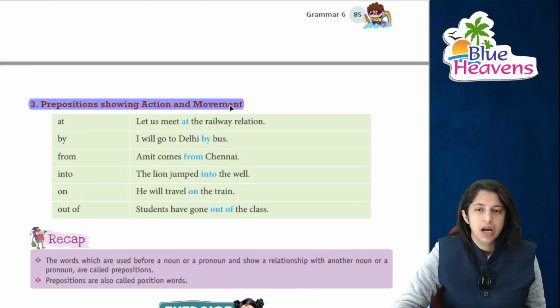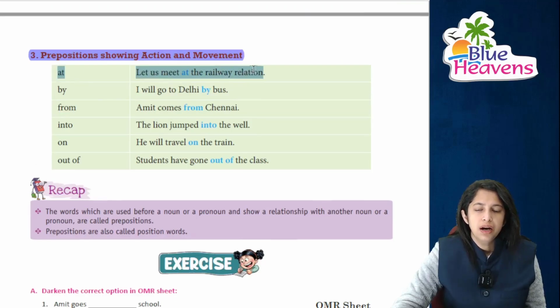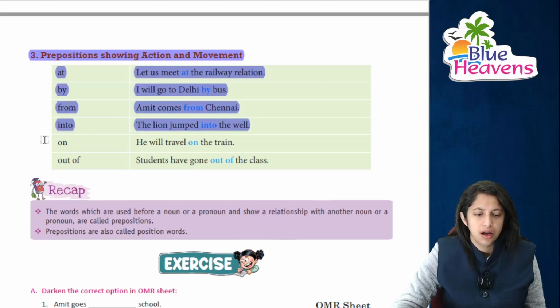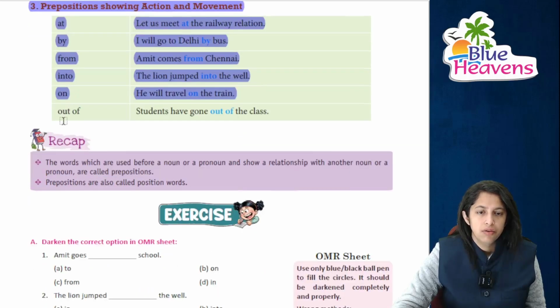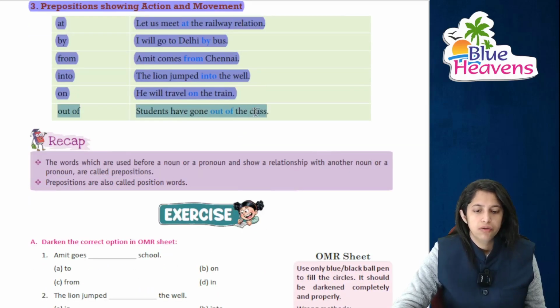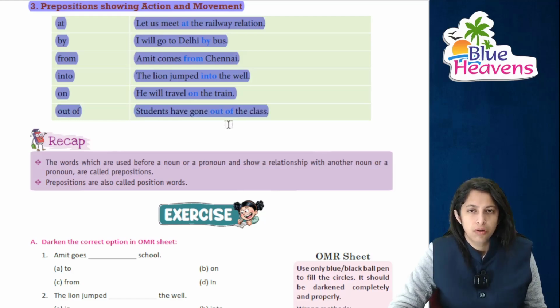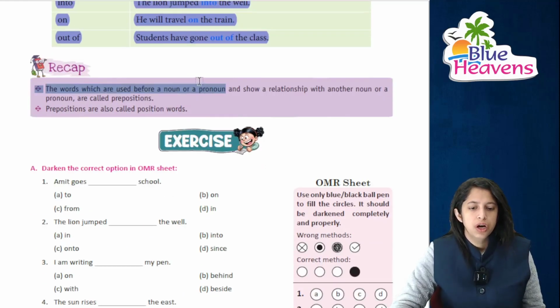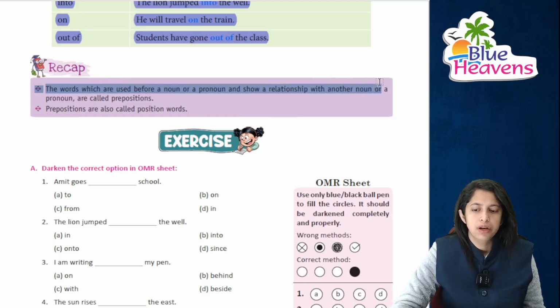What are the prepositions with action and movement? At, let's meet at the railway station. पे मिलते हैं. ये railway relation नहीं है, it's station. Right? By, I go to Delhi by bus. बस से मैं जाऊंगी. From, Amit comes from Chennai. वो चेन्नई से आ रहे हैं. Into, jumped into the well. एकदम अंदर चला गया. On, he will travel on the train. वो ट्रेन के ऊपर travel करेंगे. Out of, that is, students have gone out of the class. Right? So the words which are used before a noun and a pronoun and show a relationship with another noun or a pronoun, इसको हम prepositions बोलते हैं. Prepositions को हम position words भी बोलते हैं.